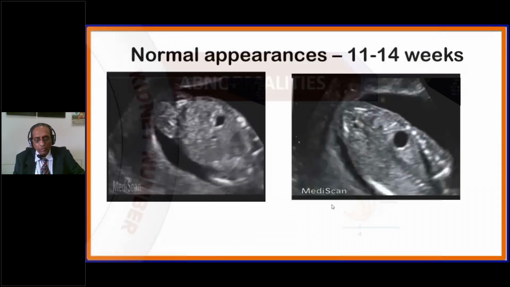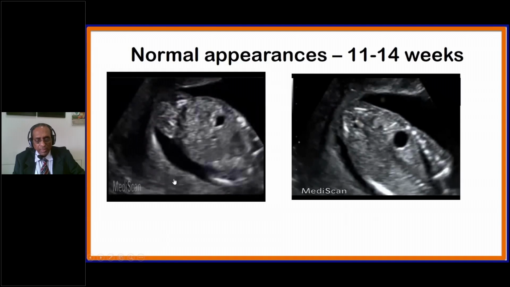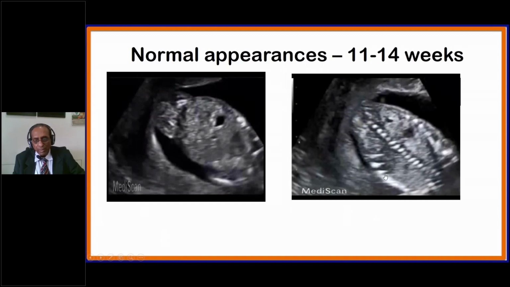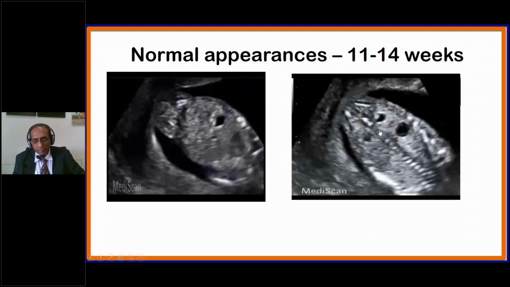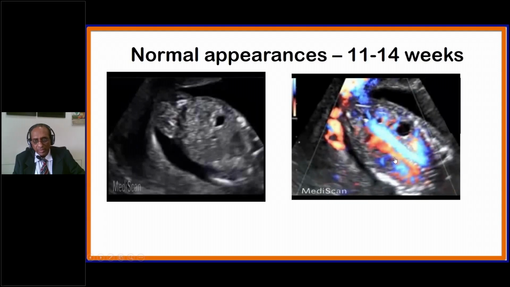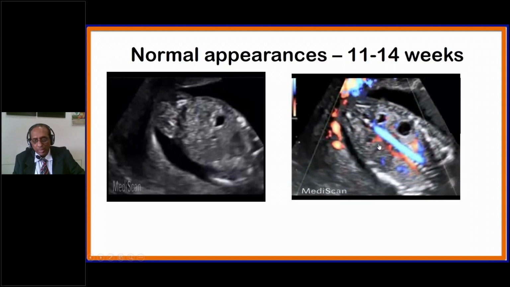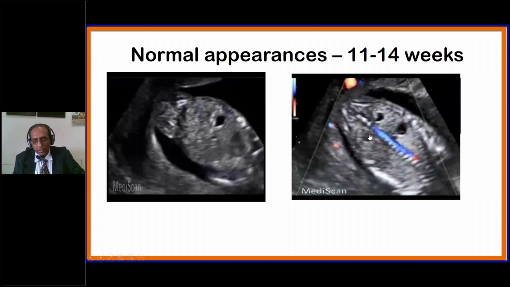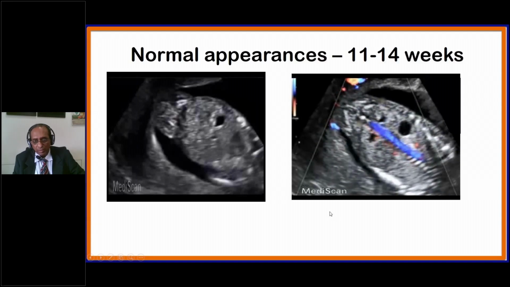Now, the kidneys can also be identified at 11 to 14 weeks. By doing a coronal section, we can easily identify the renal pelvis. Switching on color Doppler will help us to identify the two renal arteries on both sides.